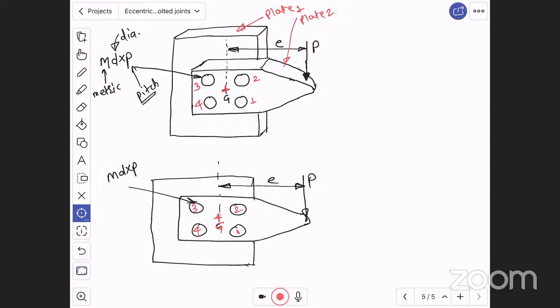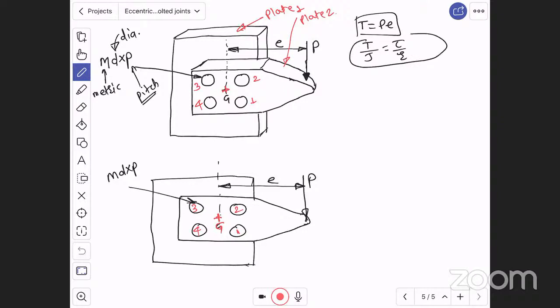That means the bolts are also trying to rotate, and rotation means torque. That is, torque is equal to P into E. Force into eccentricity, this much torque is acting on the bolts. Whenever there is a torque, there is a torsional shear stress. T by J is equal to tau by R is equal to G theta by L. This is the torsional equation that you have seen in strength of materials, right? Whenever it is subject to torsion, there will be a torsional shear stress tau. Here in this case the bolts are subjected to shear stresses.